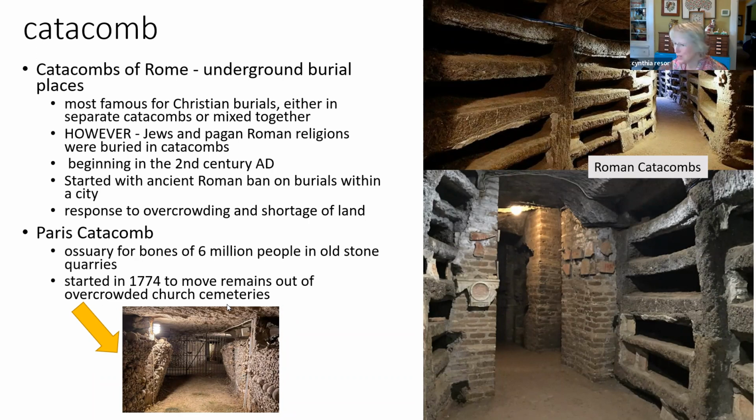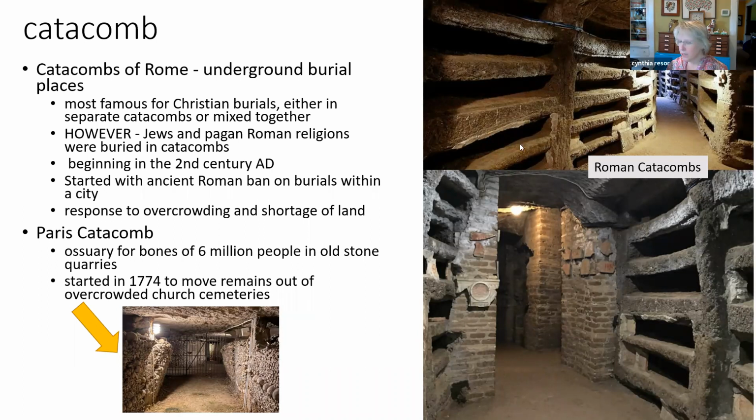And this is really not a catacomb. This is a storage for bones of over 6 million people that they relocated from those crowded church cemeteries in the 1700s into these old stone quarries. So a catacomb was really a place where the remains were originally deposited.